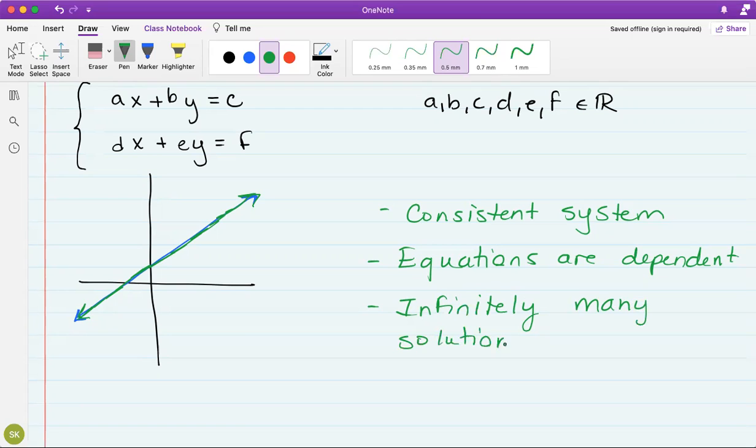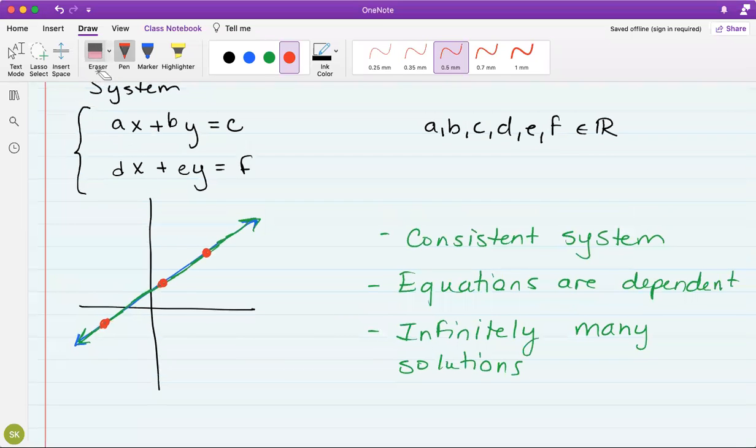Because every single point, like this point right here, is going to lie on both graphs. So this point here is going to lie on both graphs. This point here is going to lie on both graphs. So if you're the exact same line, then every point is going to be a solution to both equations. Let me give you an example of something like this.